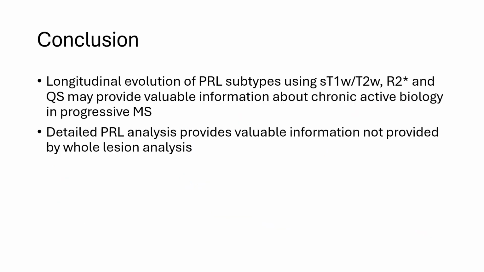In conclusion, longitudinal evolution of PRL subtypes using standardized T1 over T2 weighted ratio, R2-star, and quantitative susceptibility may provide valuable information about chronic active biology in progressive MS. Additionally, detailed PRL analysis provides valuable information not provided by whole lesion analysis.